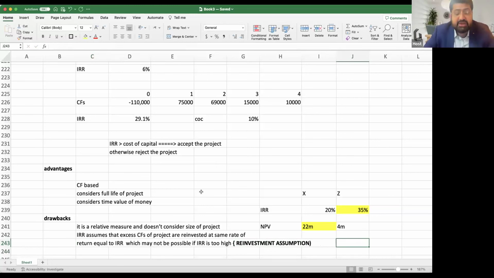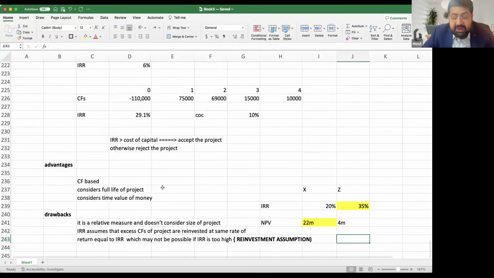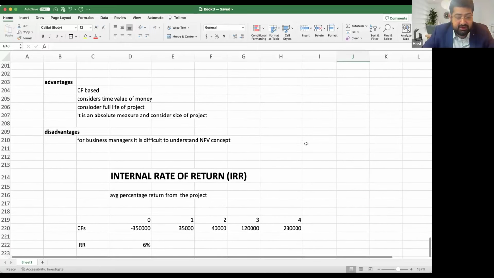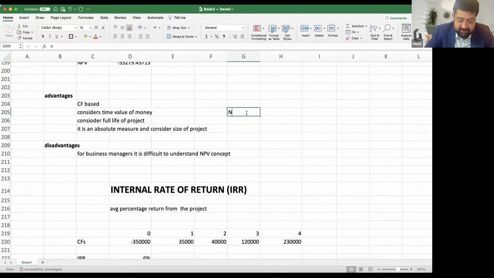Yes. So the IRR reinvestment assumption is incorrect. If the IRR is too high for a project, we cannot invest its excess cash flows at the same rate. Students, now NPV. Here I will discuss one more advantage of NPV. I told you I will discuss it.